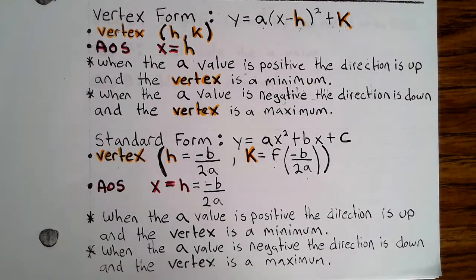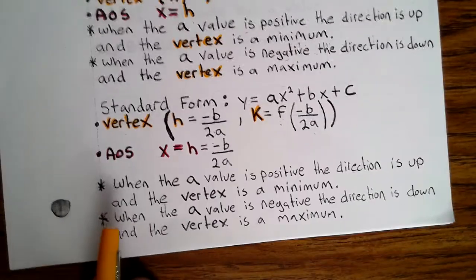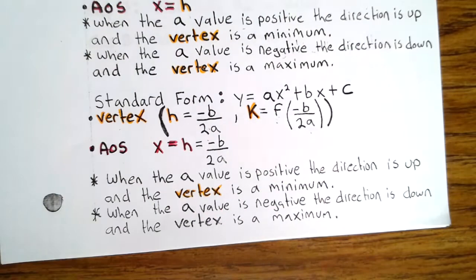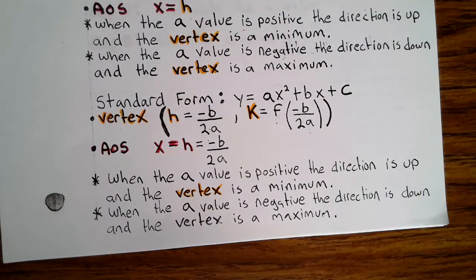Standard form, y equals ax squared plus bx plus c, where the vertex h equals negative b divided by 2a, and k equals f of negative b divided by 2a. The axis of symmetry is x equals h equals negative b divided by 2a. When the a value is positive, direction is up, and the vertex is a minimum. When the a value is negative, the direction is down, and the vertex is a maximum.